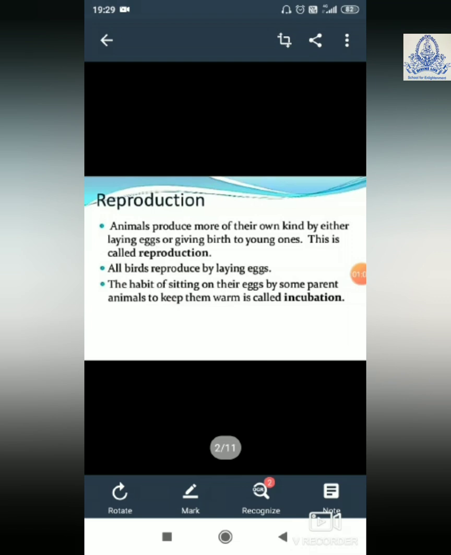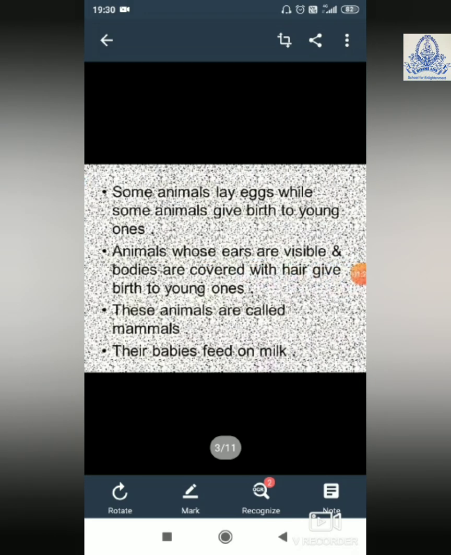All birds reproduce by laying eggs. We all know that. Birds lay eggs, and they reproduce by this process. The habit of sitting of birds on their eggs by some parent animal to keep them warm is called incubation. That means when the birds sit on the eggs to keep them warm and to hatch them, this process is called incubation.